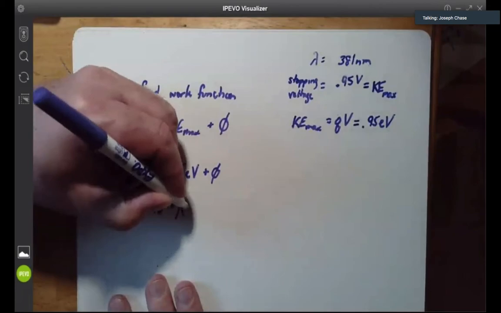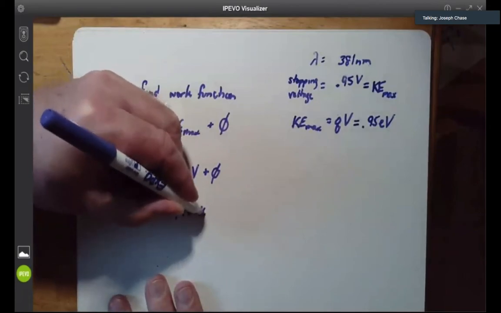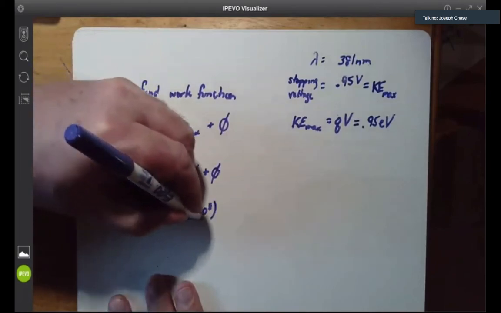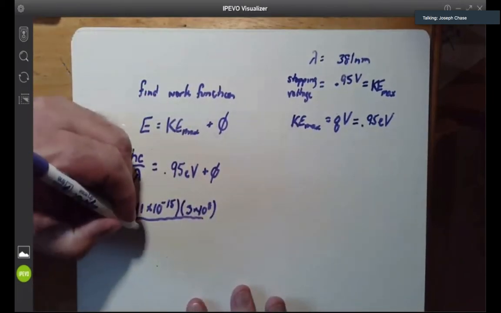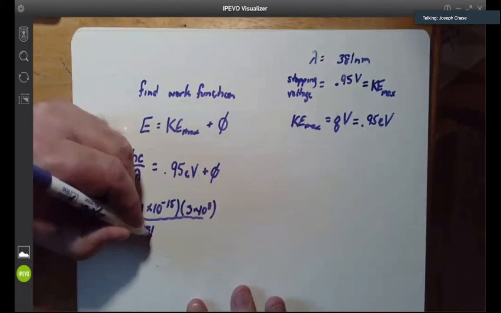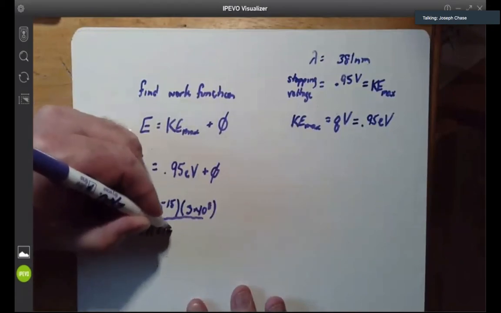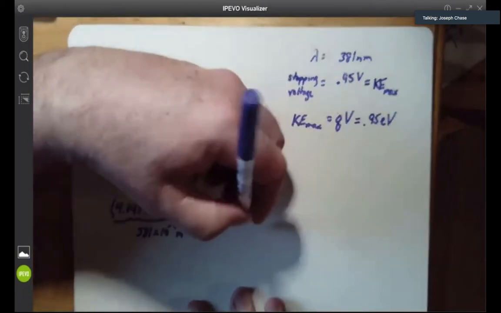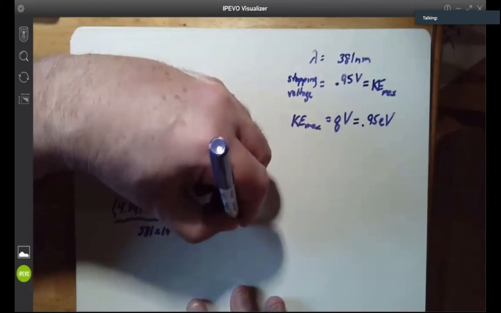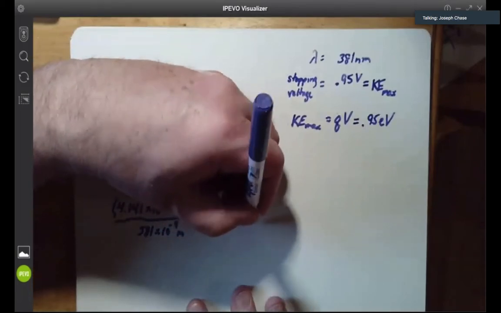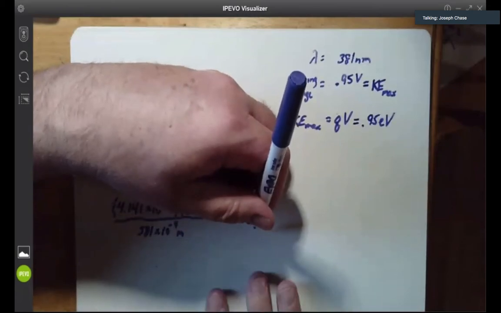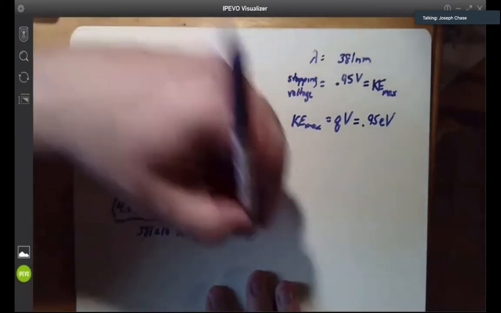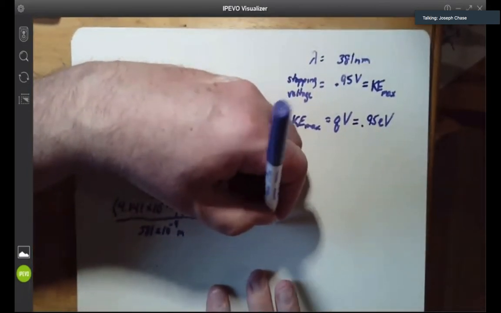which is 3 times 10 to the 8 meters per second, and then divided by the wavelength. And that's in nanometers, so we're going to have to write that out in meters, but that's pretty easy. 381 times 10 to the minus 9 meters. Okay. Equals 0.95. And I'm going to drop the units here, because that's electron volts anyway. So since each one of these three terms is energy, then it'll be electron volts for all of them.